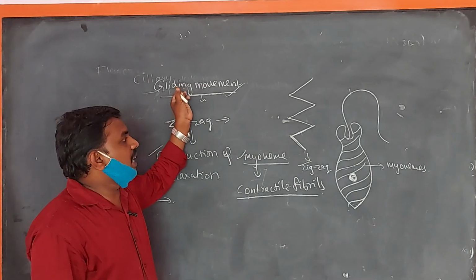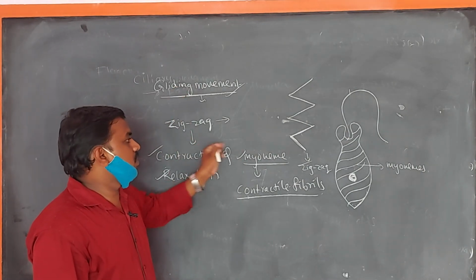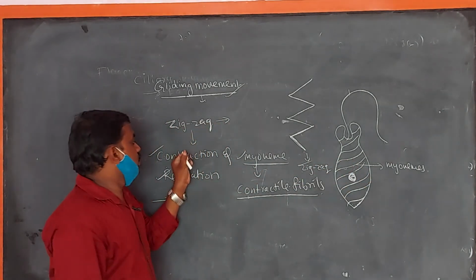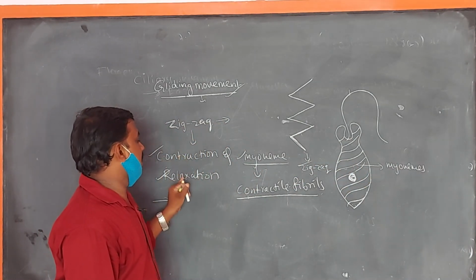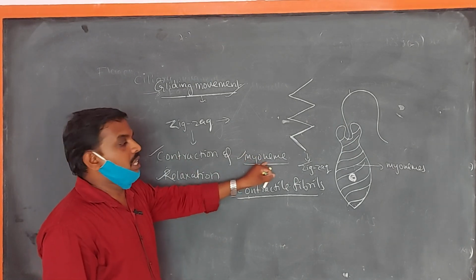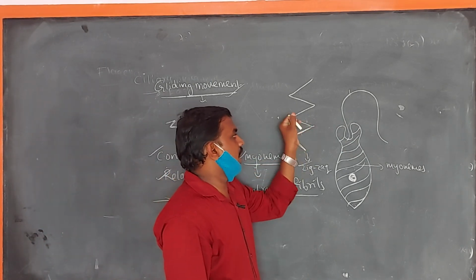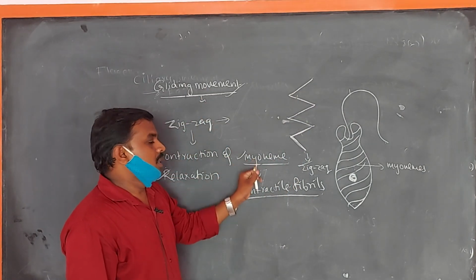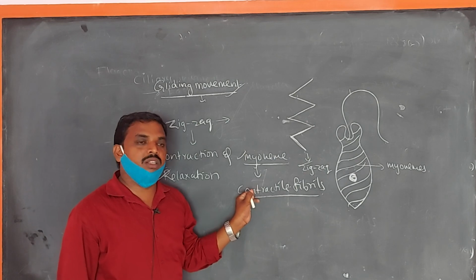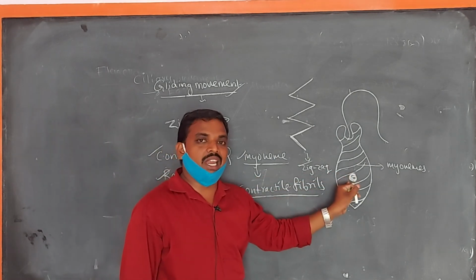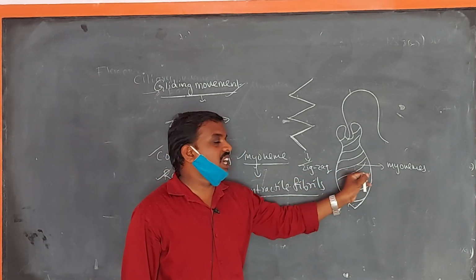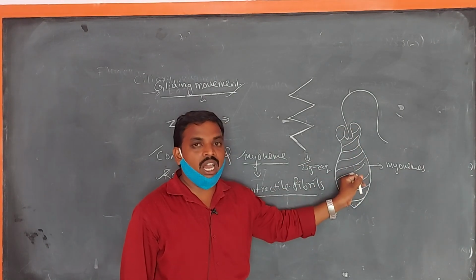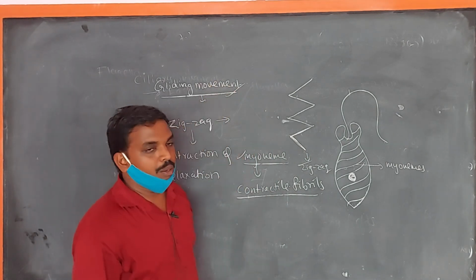And then finally the gliding movement. The gliding movement is seen in the protozoan animal, for example Euglena, which moves by the contraction and relaxation of the myonemes, moving in both directions. So it is also called the zigzag movement or gliding movement. The myonemes are the contractile fibrils present below the pellicle. With the help of contraction and relaxation, the protozoan animal Euglena performs the gliding movement.